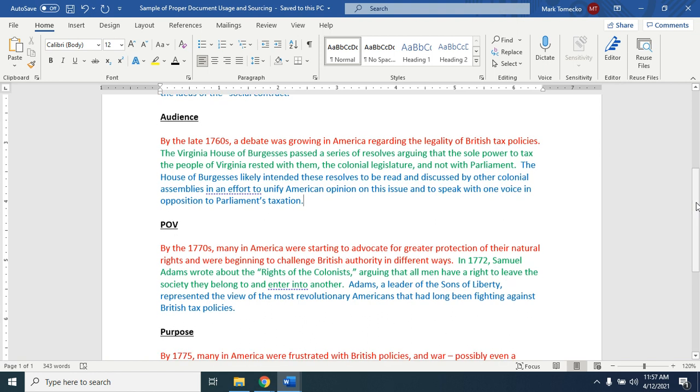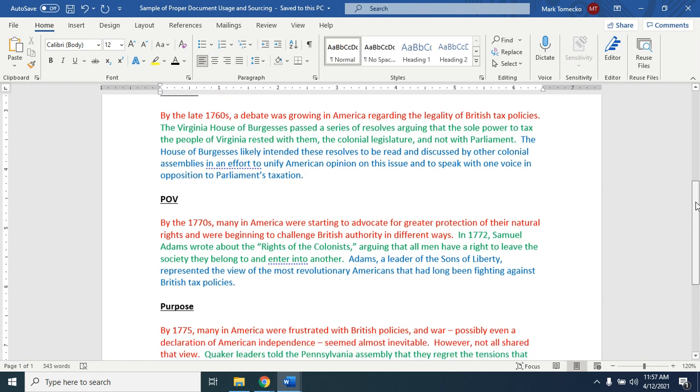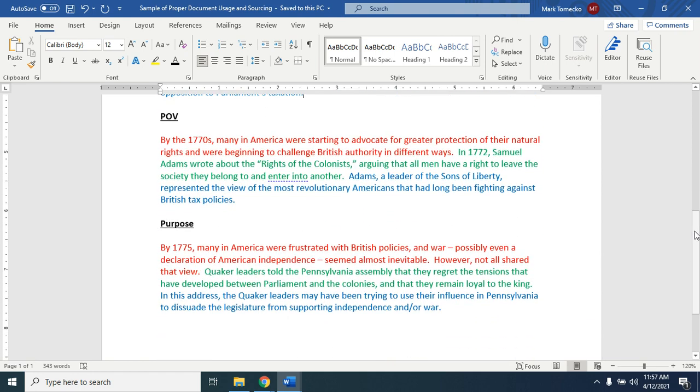And a lot of times I find that audience and purpose overlap. So I think I did both audience and purpose with that one. So I'd like to think I'd get the point either way. Okay, point of view. This one often is an easy one to use if you know the author and you know them well. So hopefully we know Sam Adams. And I used him already.